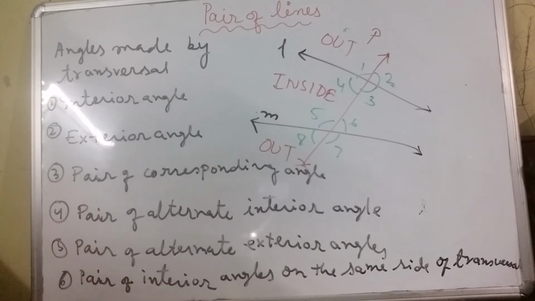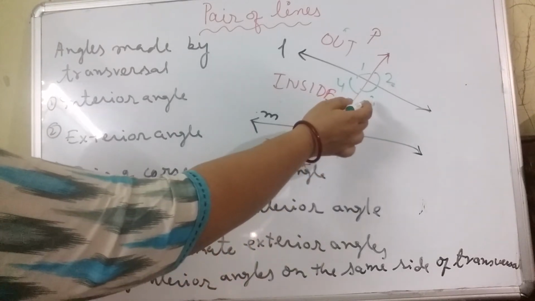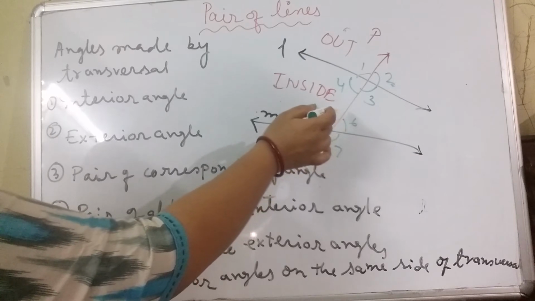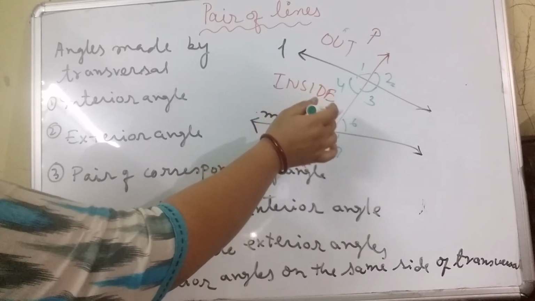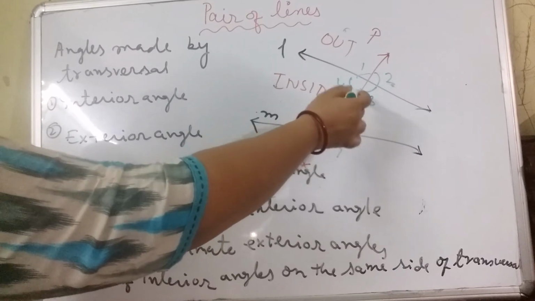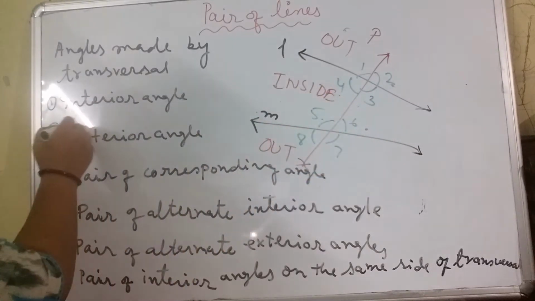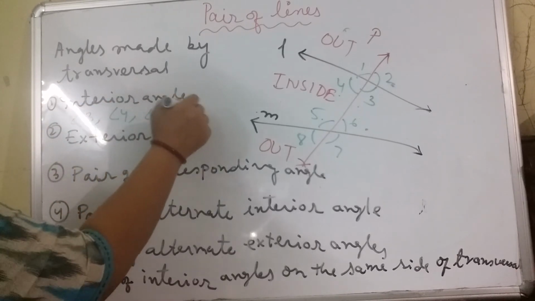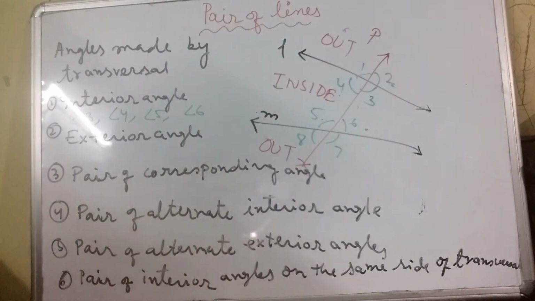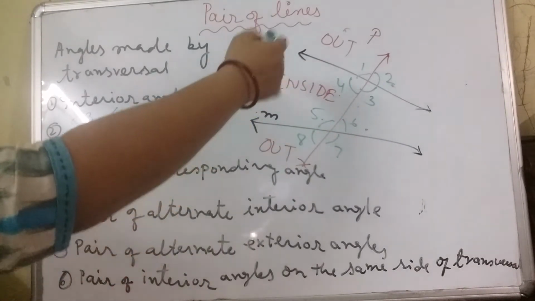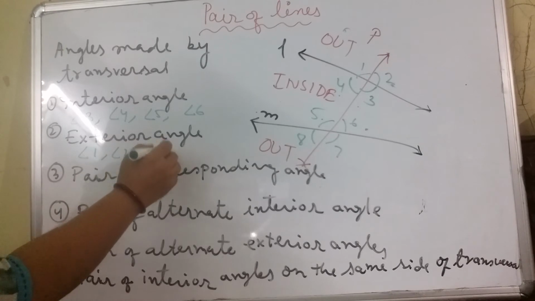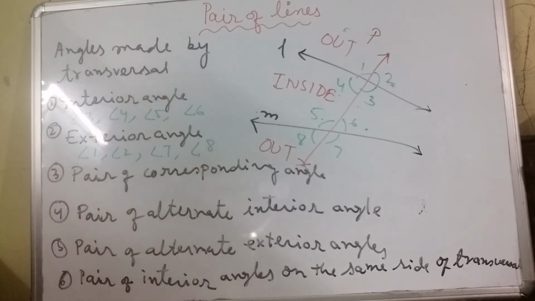Okay. Now these angles that are inside are called interior angles. So which angles are interior? Angle 3, angle 4, 5, 6. They are interior angles. And which are exterior angles? That are outside. That means angle 1, angle 2, angle 7 and angle 8, they are exterior angles.